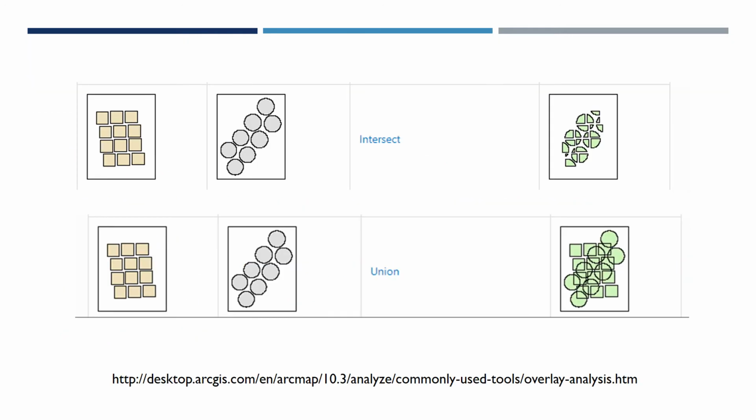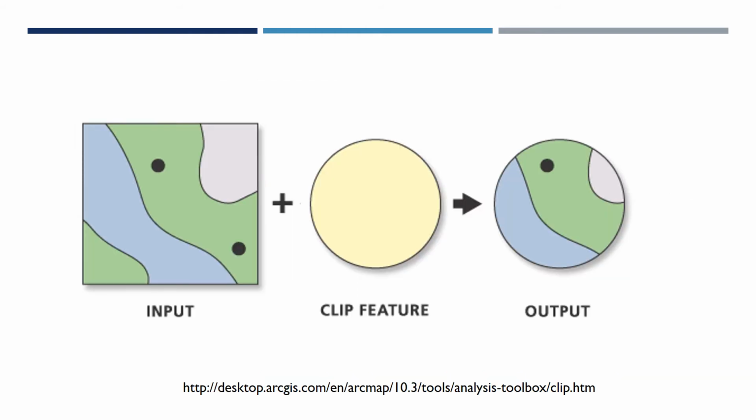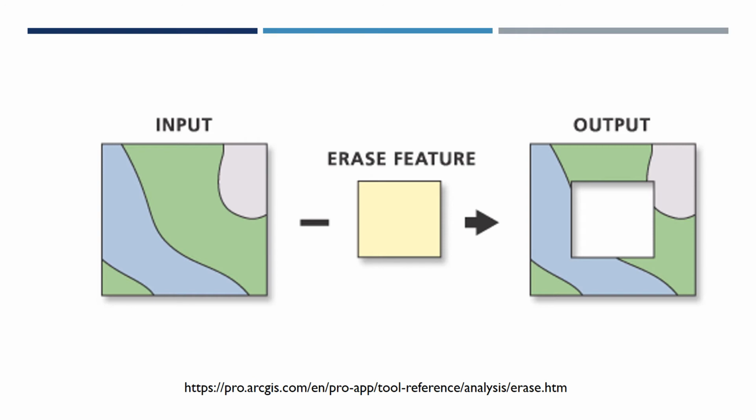These are some illustrations of intersect and union. An illustration of what clip does. An illustration of what erase does.